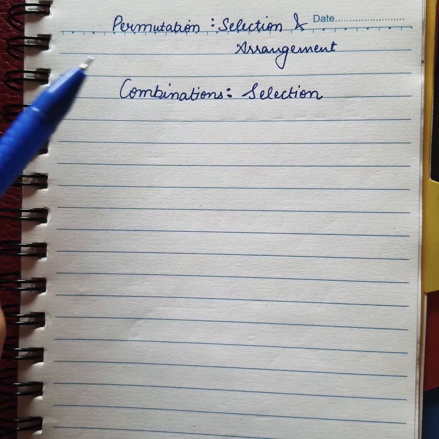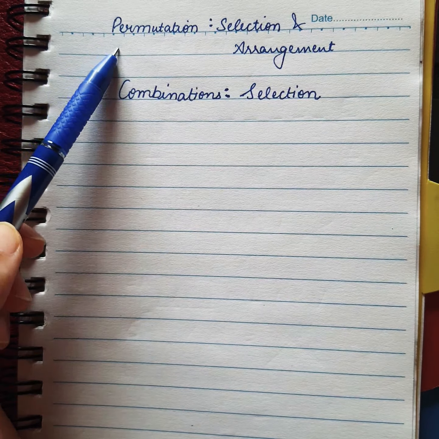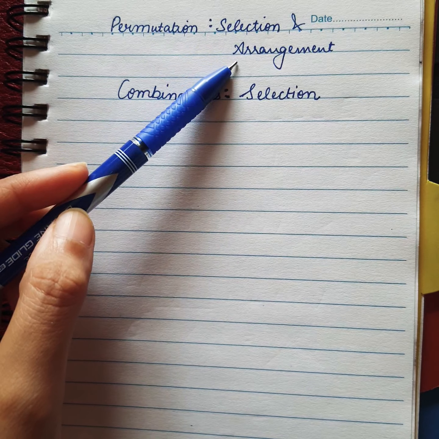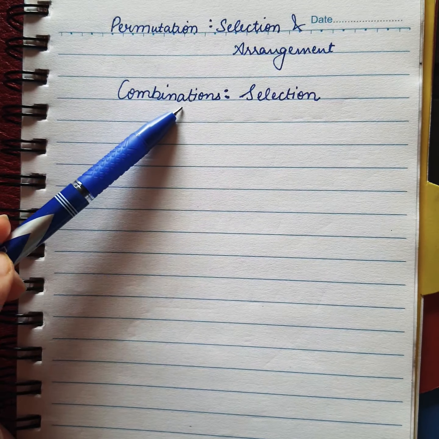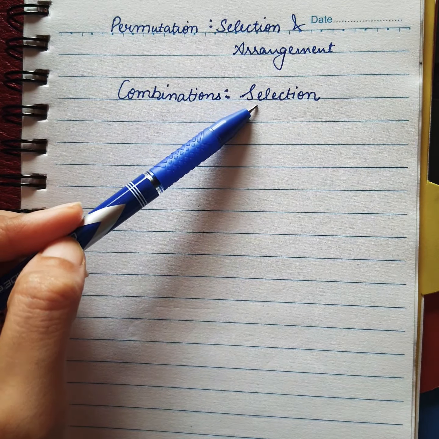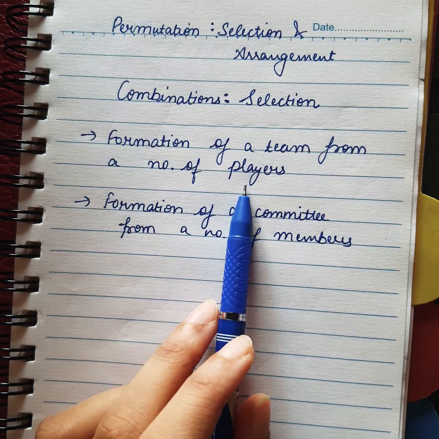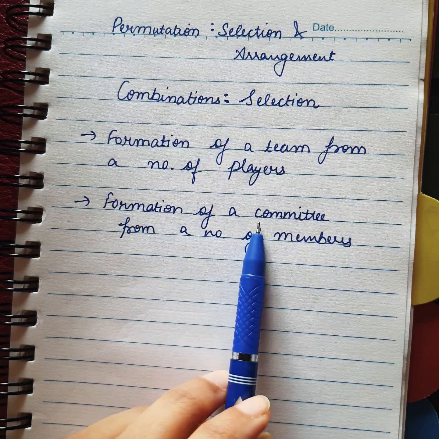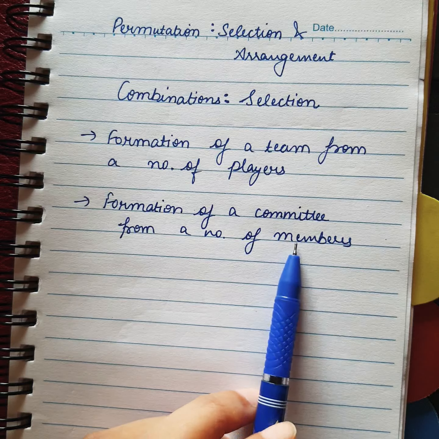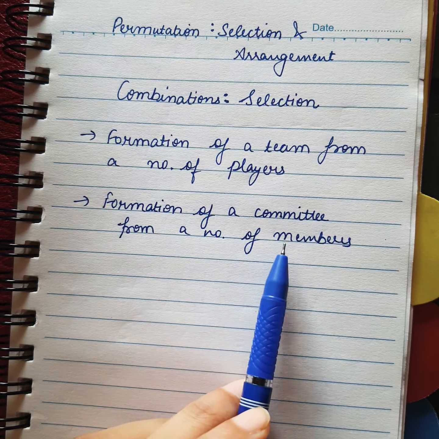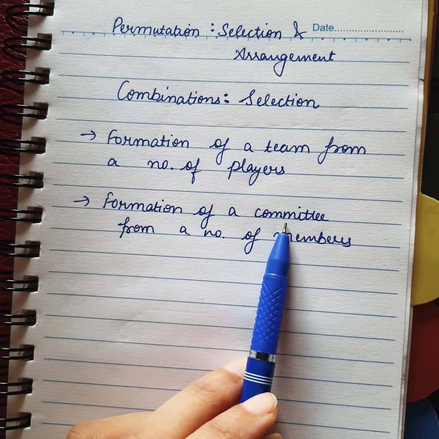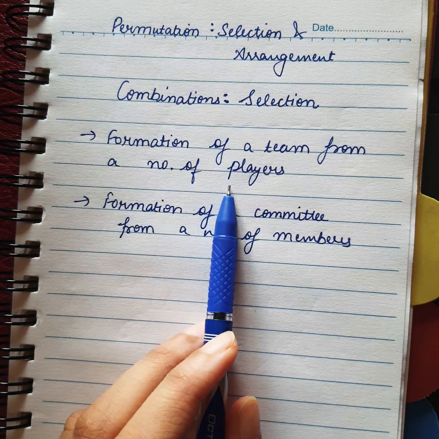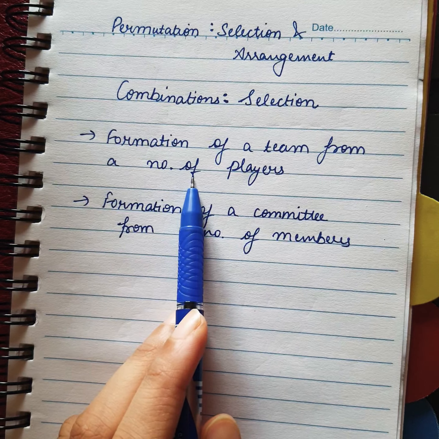From the previous videos we already know that permutation is selection as well as arrangement, but combinations only deal with selection. For example, formation of a team from a number of players, so selection of players from a number of people. Formation of a committee from a number of members. Here we are only going to select certain members to form a committee. Same way we are going to select certain good players from the number of given players.